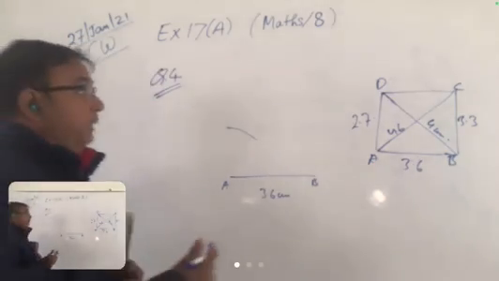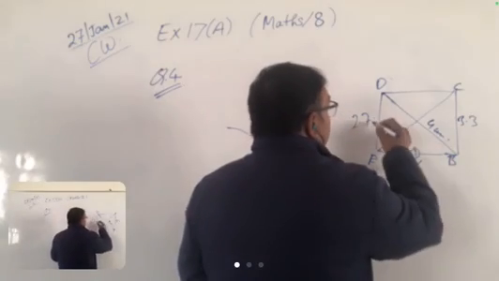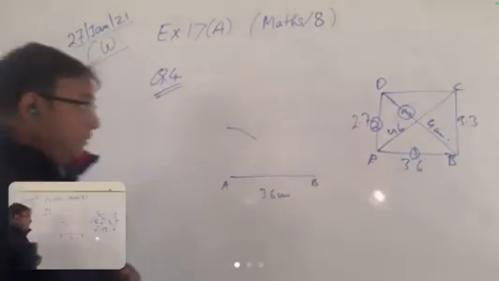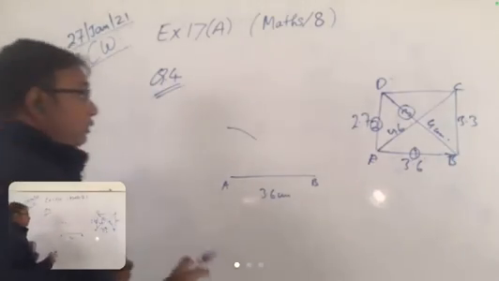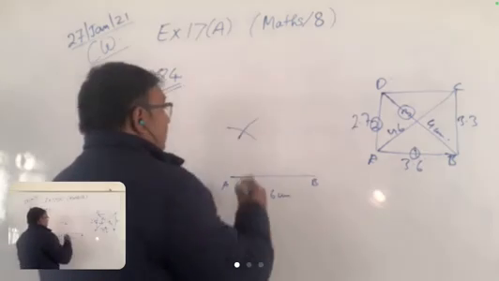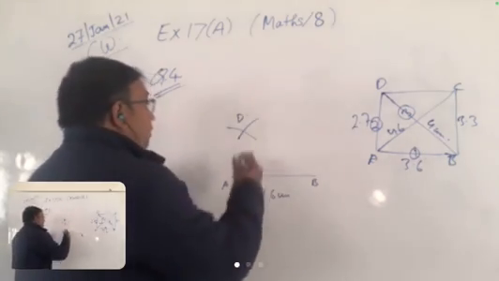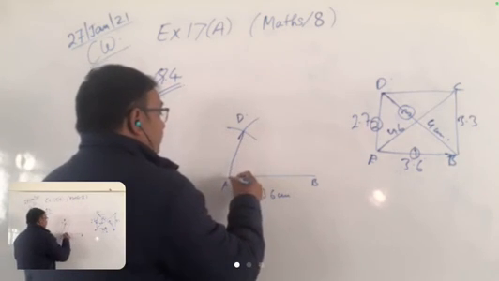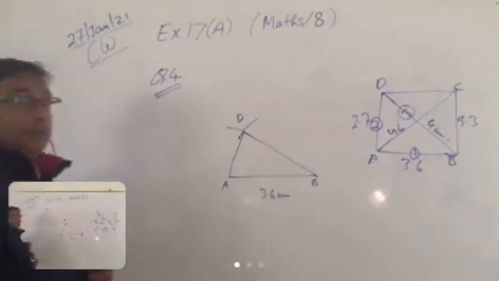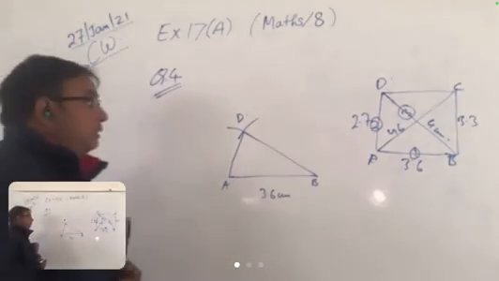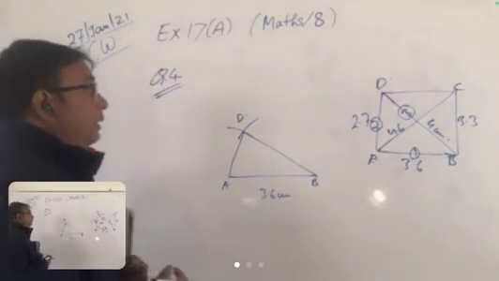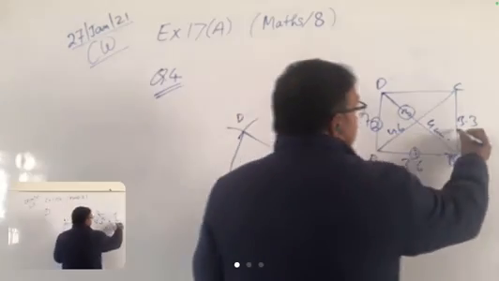Third step means first we have to draw this, second this, and now third this, the diagonal. Now take a radius of 4 centimeter, put the compass on B and cut this arc. We get the point D and join this A and B. इतना बन गया सबका? Yes, sir. Good.